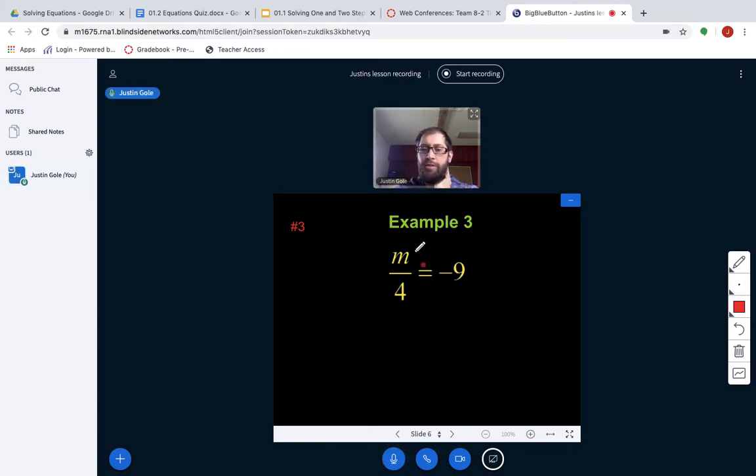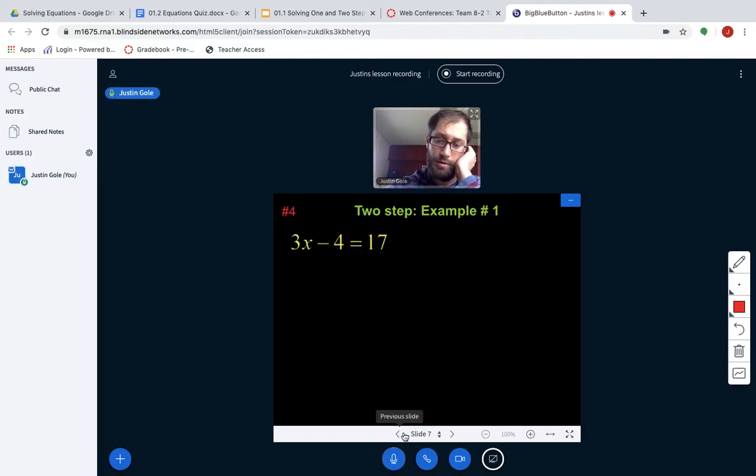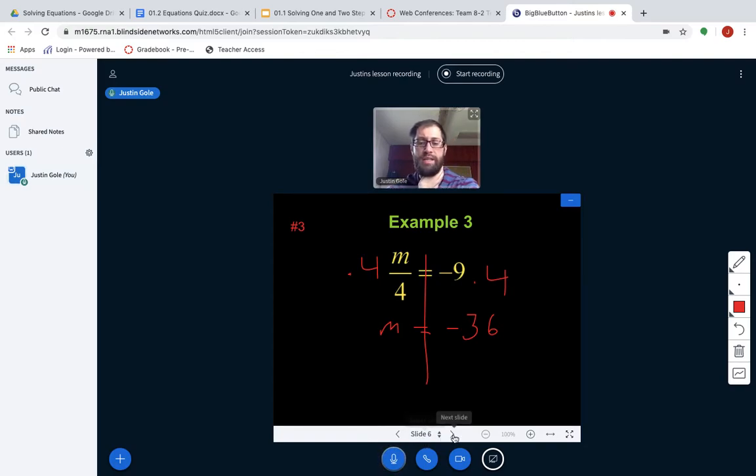Example number 3. Take 30 seconds to try to solve this. M divided by 4 equals 9. So go ahead and pause. All right, so you guys might have seen M divided by 4. What's the opposite of division? Times 4, right? I do the opposite. Times 4. M equals -36. So I just do the opposite. Those were all one step.